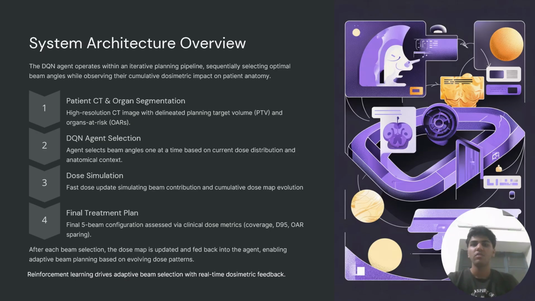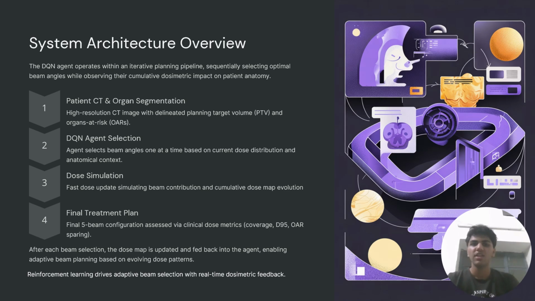Now let me walk you through the system architecture that powers our reinforcement learning based beam angle optimization pipeline. The entire workflow starts with the patient's CT scan and segmentation masks. We input a high resolution CT slice along with binary masks for the planning target volume and all organs at risk. This gives the model anatomical context. It knows where the tumor is and where the critical organs are located.